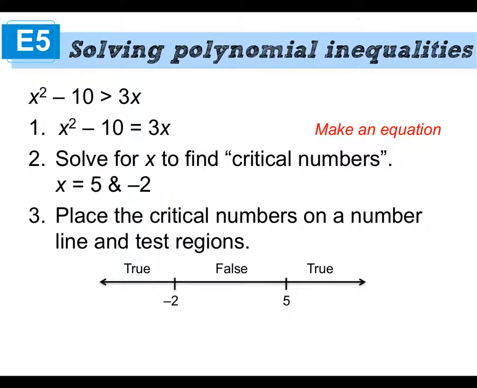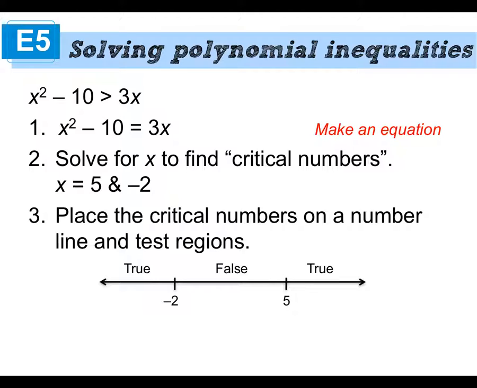What's a good number to pick in here? 0. Well, 0 minus 10 is -10. Is -10 greater than 0? No, it's false. We don't want that area. What's a good number to test on the left? -4. Or a negative jillion if we'd like. -4, let's see, that's 16 minus 10 is 6. Is 6 greater than, what did we say, -12? Yes, it is. It's true, so we're good to go.